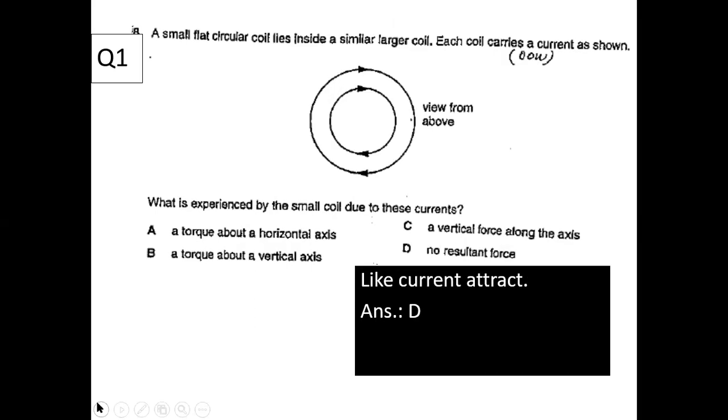Wait, so there is no resultant force here, but if they repel, there would be a resultant force? There's no resultant force because the forces are equal and opposite. But if it's repulsion, the outcome would not be no resultant force. It's already far away. Basically, we are just using this idea, that's all.